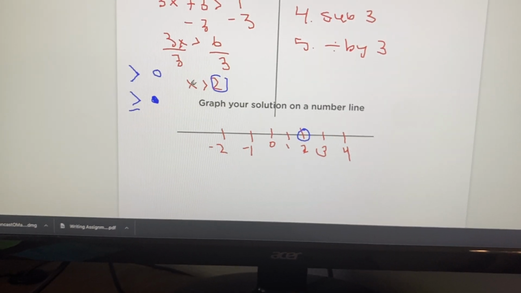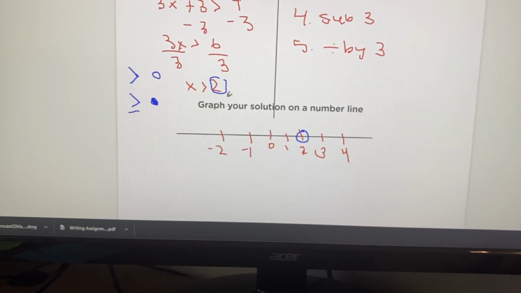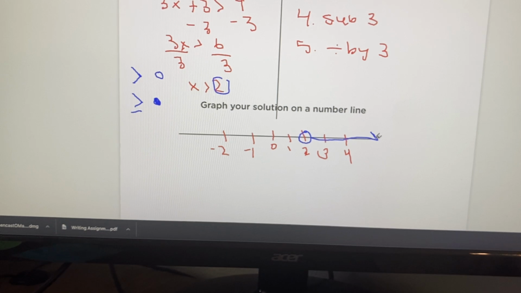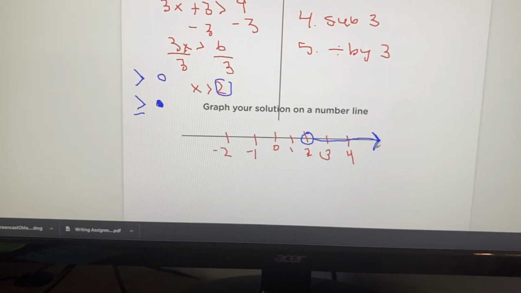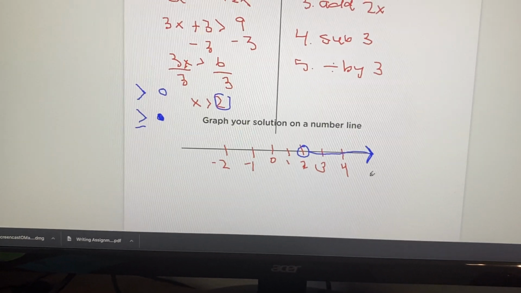Okay, and I want x is greater than 2. So I'm going to shade to the right because that's where all the x values would be greater than 2. And that's it.